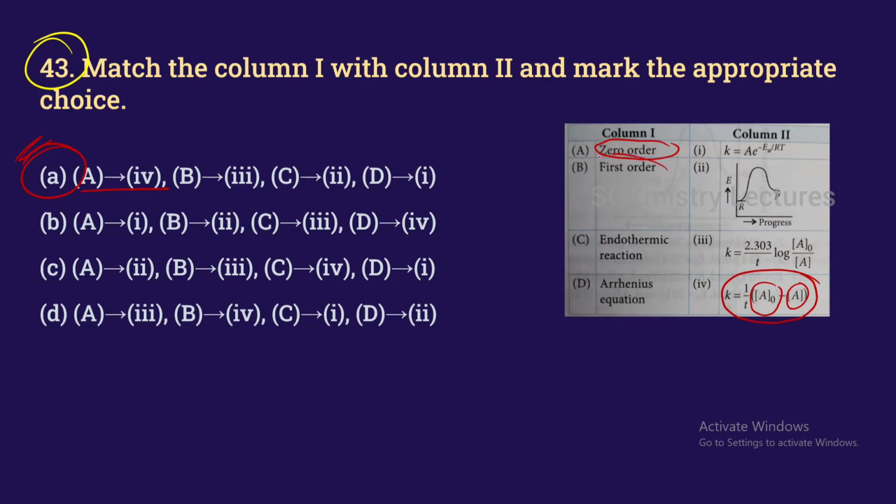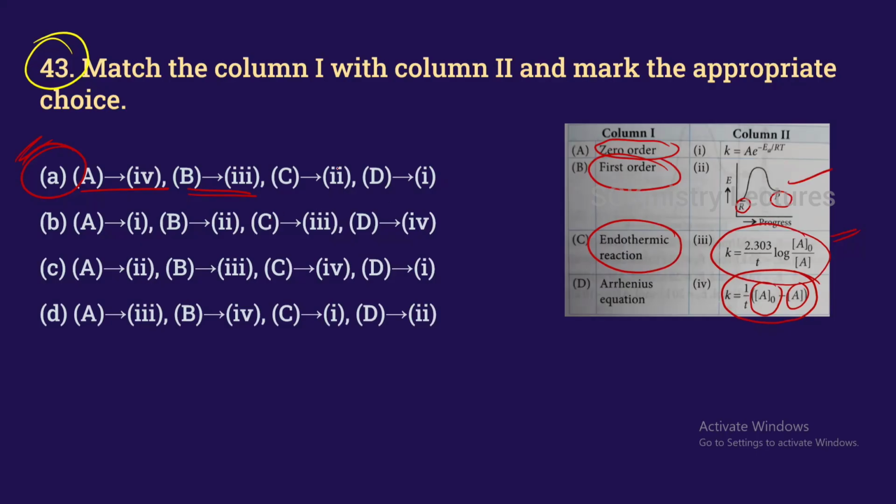So first order reaction, we have K is equal to 2.303 by T log of A naught by A. A naught is the initial concentration. A is the concentration at time T. So this we have used so many times in this particular lecture itself. So for B, we have 3. Endothermic reaction, of course, here the products are having more energy when compared to the reactant. So energy is absorbed during the reaction.